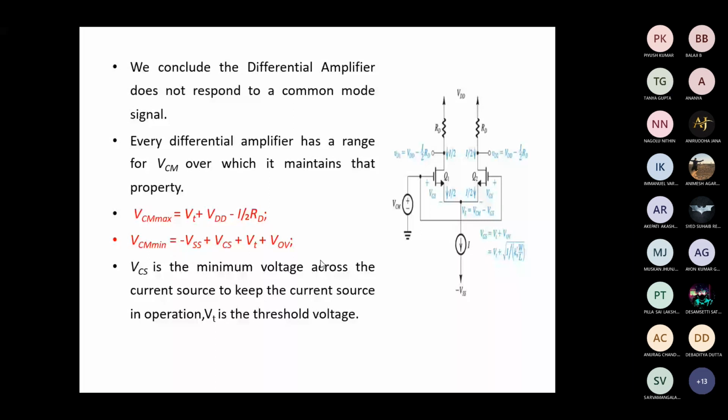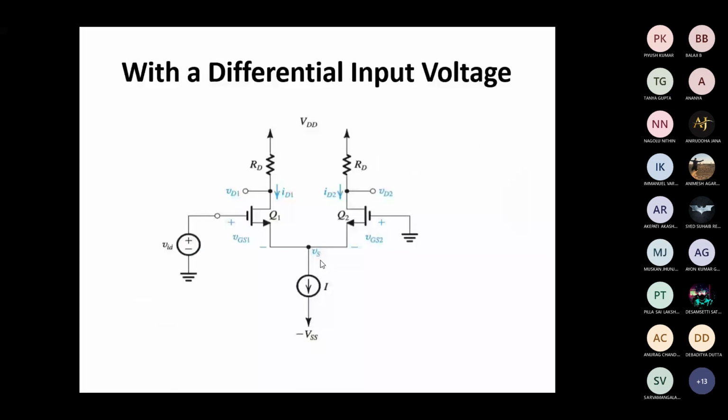Fine. So we will move to the differential mode input voltage. Here we are going to give VID. VID is the input voltage which is given to the gate of Q1 transistor, and Q2 transistor is simply grounded. For simplicity of the analysis, Q2 is simply grounded. It means we are giving zero input voltage for the Q2 transistor.